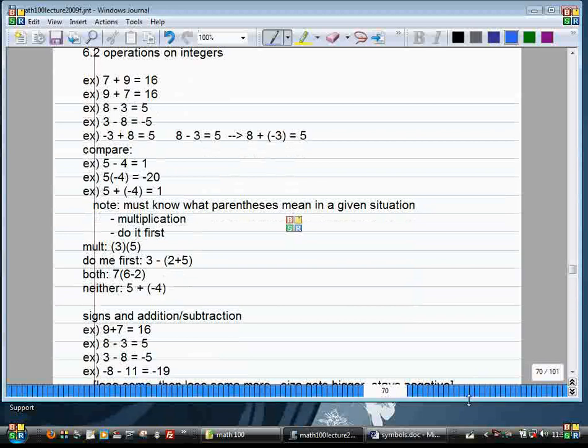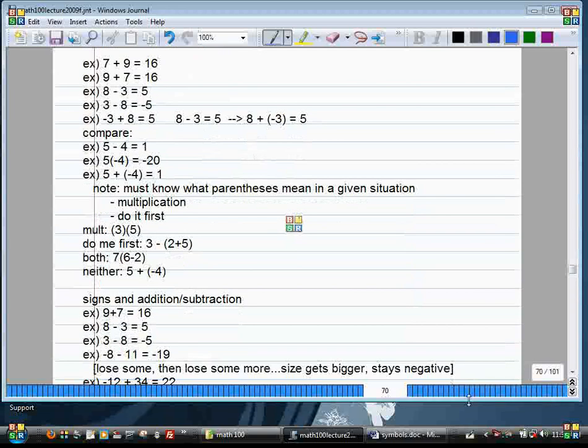The way I like to explain this is that minus 8 minus 11 means you lose some and then you lose some more. So the size of the number gets bigger. You're accumulating losses. So how much have I lost? I've lost 8, I've lost 11. So you add 8 and 11 together, so you've lost 19 altogether. But it's a loss, so it's a negative. And to a large extent, we haven't even thought about this in a while because you have probably been using calculators. But I want to remind you of these things.